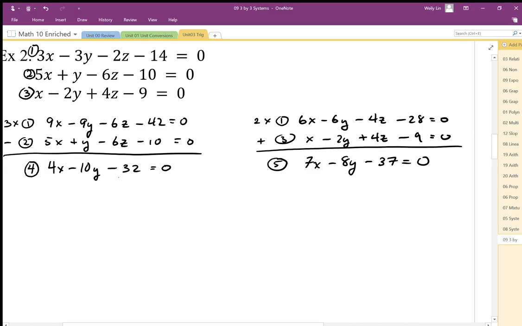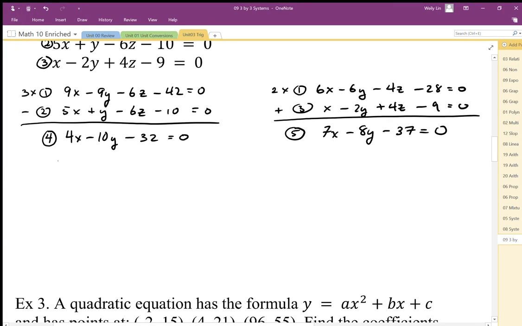So what I'm just going to do is get rid of one of these variables, either x or y. It looks like maybe the lowest common multiple, maybe I will use 40y as my lowest common multiple. So I'll get rid of the y's. Taking equation 4, I'm going to do 4 times equation 4. That gives me 16x minus 40y. That's the multiple I'm looking for. Minus 128 equals 0. Make sure that you multiply every term by 4.